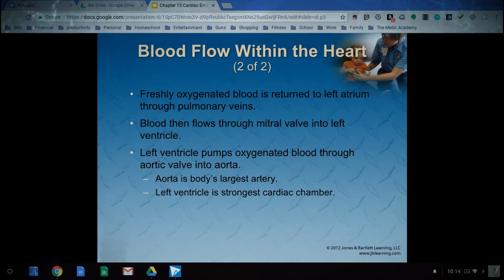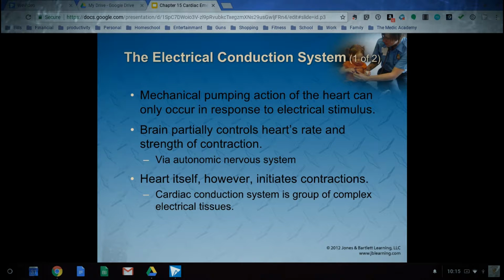So freshly oxygenated blood is returned to the left atrium through the pulmonary veins. This is after it goes through the pulmonary circulation and becomes oxygenated. It then flows through the mitral valve into the left ventricle. The left ventricle then pumps this oxygenated blood to the aorta through the aortic valve and then into the rest of the body. Now the aorta is the body's largest artery and is divided into three main areas. And the left ventricle, as I said, is the strongest cardiac chamber.